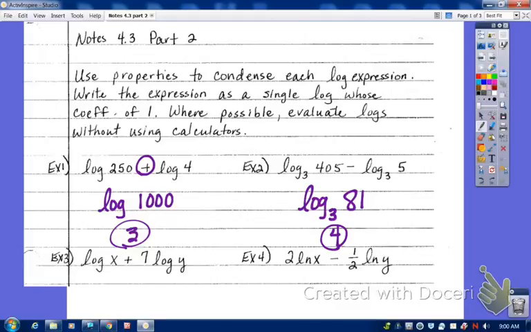So the first thing, either in my head or on my paper, I go, whoop. The 7 is going to go back, and it's going to end up being the power of y. And then since the logs are being added, we're going to multiply x times y to the 7th. It's almost like we're rewinding.